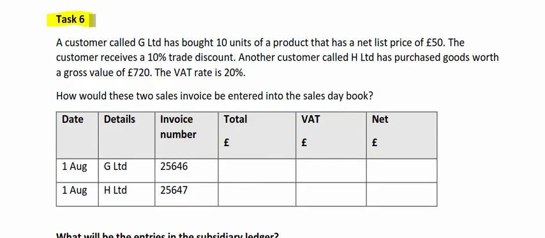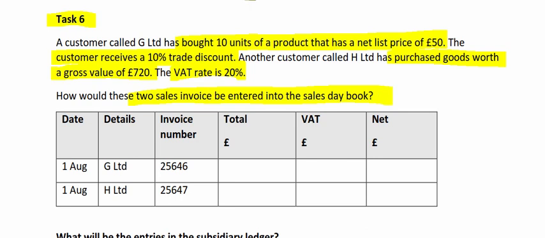Well, on to task number 6. A customer called G Limited has bought 10 units of a product that has a net list price of £50. The customer, however, receives a 10% trade discount, so they're not going to pay that full £50 net list price. Another customer called H Limited has purchased goods worth a gross value of £720. VAT rate is 20%. First job is to work out how these 2 sales invoices are going to be shown in the Book of Prime Entry in the sales day book.